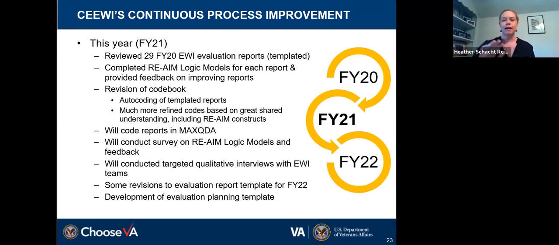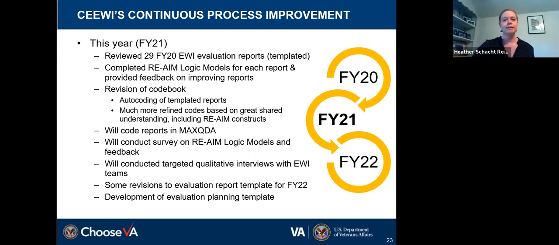That's where I'm going to focus, but I just want to let you know what else we have going on this year, to kind of fit it into what we're learning more broadly. So we are continuing to code the evaluation reports. We revised our code book based on last year. We did some auto coding because now we have a template. And we have more refined codes. And so I'm really excited to be able to do some more refined coding this year and some comparison.